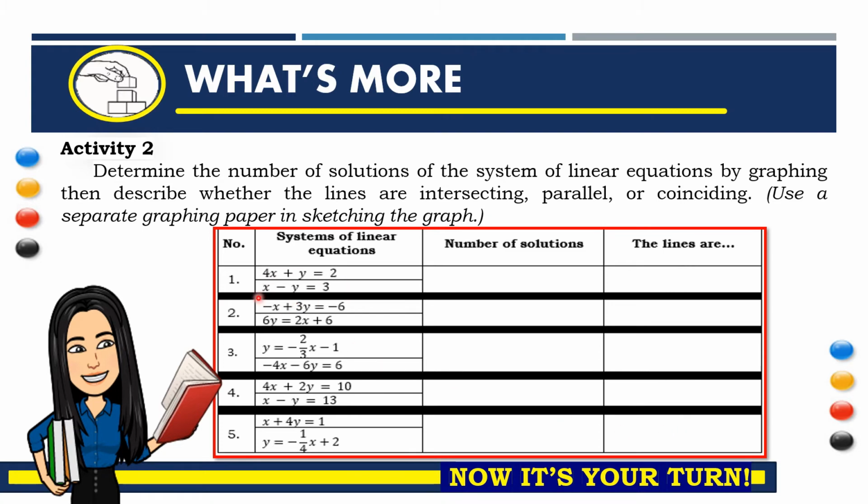Number 1, we have 4x plus y is equal to 2 and x minus y is equal to 3. Number 2, we have negative x plus 3y is equal to negative 6 and 6y is equal to 2x plus 6. Number 3, we have y is equal to negative 2/3 x minus 1 and negative 4x minus 6y is equal to 6. Number 4, we have 4x plus 2y equals 10 and x minus y is equal to 13. And number 5, x plus 4y is equal to 1 and y is equal to negative 1/4 x plus 2.